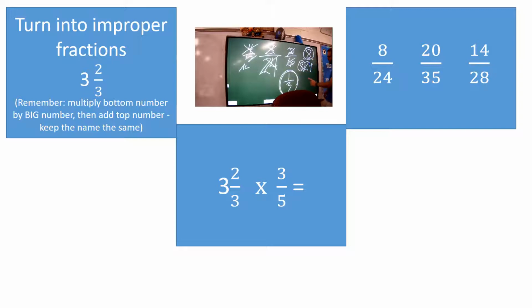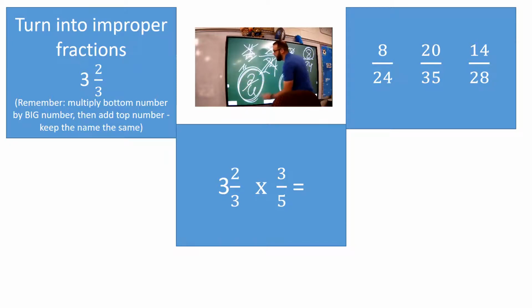How many 8s are in 8? 1. How many 8s are in 24? 3, which is the same answer. There's a whole bunch of ways to get that same exact answer, and I don't care which one you use. You could have counted by 4s, and then you would have gotten 2. And how many 4s are in 24? 6. Well, what's 2/6?